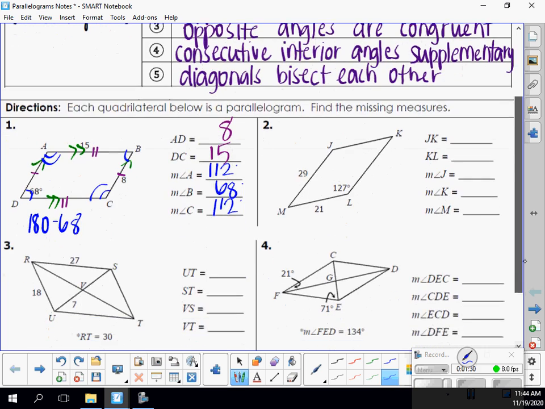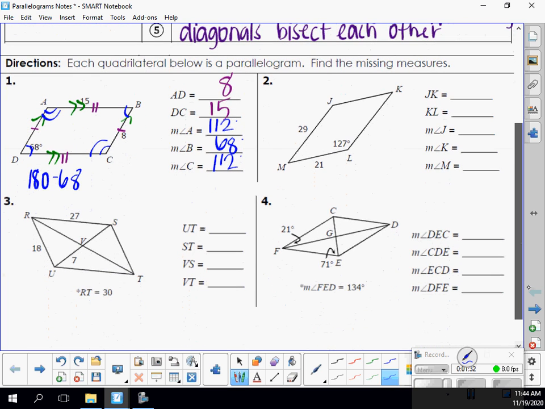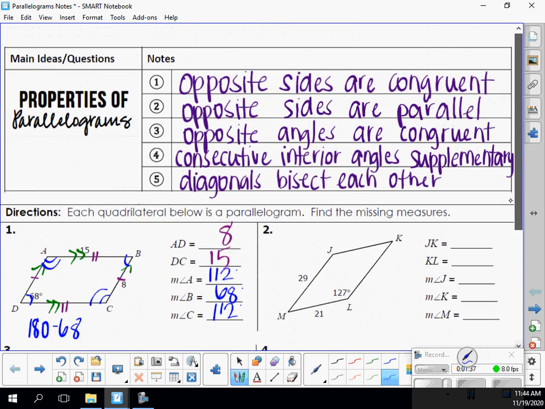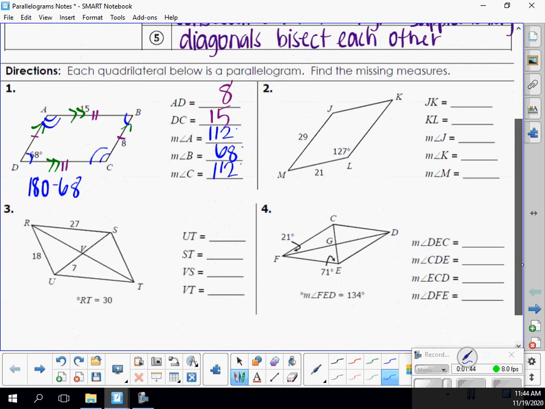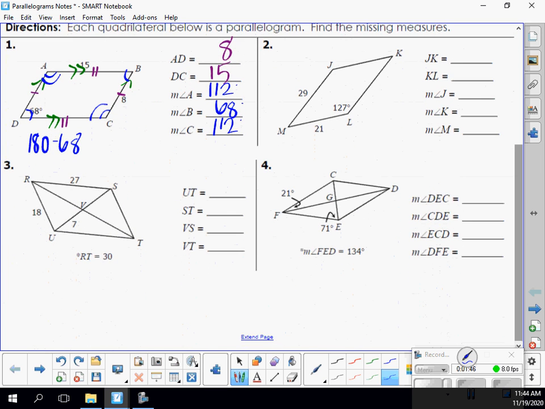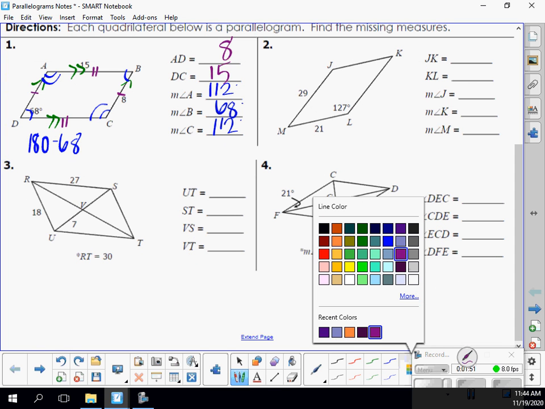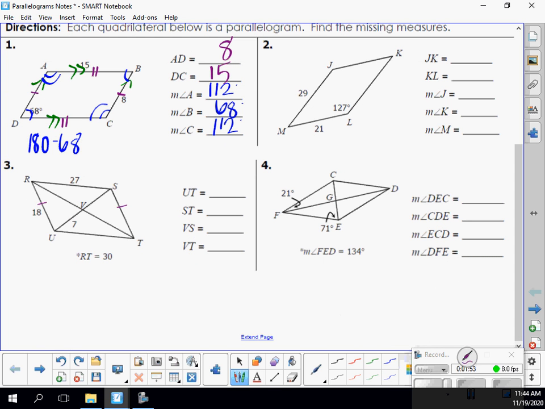Go ahead and pause this video and try number 2 on your own. All right, you should have paused the video and knocked out number 2. So let's look at number 3. On number 3, I know that my opposite sides are congruent, so I can mark those. So if RU is 18, that means ST is 18. And if RS is 27, that means UT is 27.